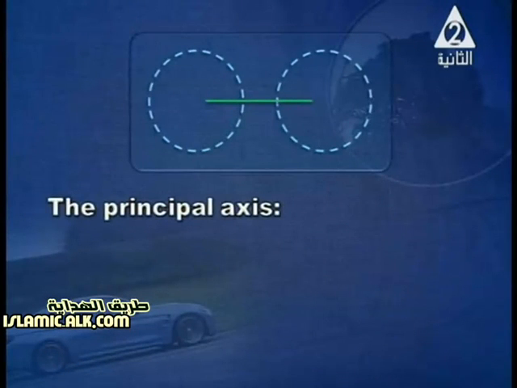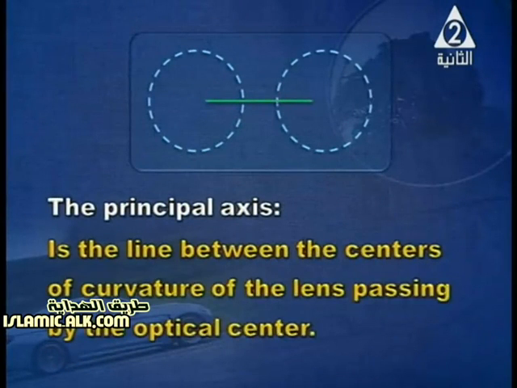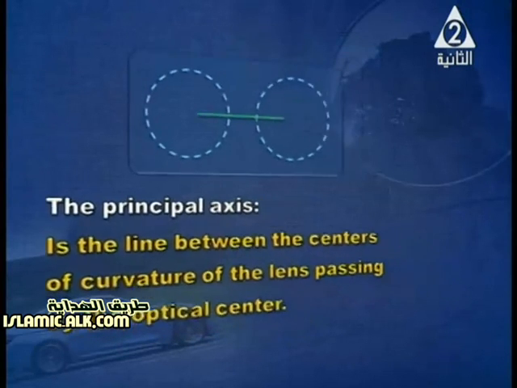This is the principal axis of the lens, which is the line between the centers of curvature of the lens passing by the optical center. The straight line which passes through the two centers of curvature and the optical center of the lens is known as the principal axis.